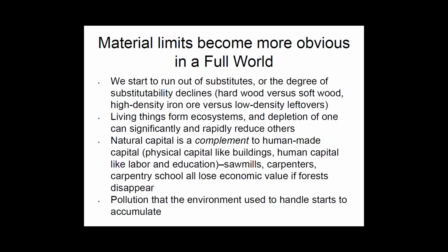So this natural capital is a complement to human-made capital. Human-made capital being physical things like buildings. There's also human capital, which we talk about as the quality and capabilities that people have that allow them to be more effective in the economy, like labor or education. If we want to go back to the forest example, we've got sawmills, carpenters, schools for people to learn how to do carpentry. All of these things are complements to natural capital.